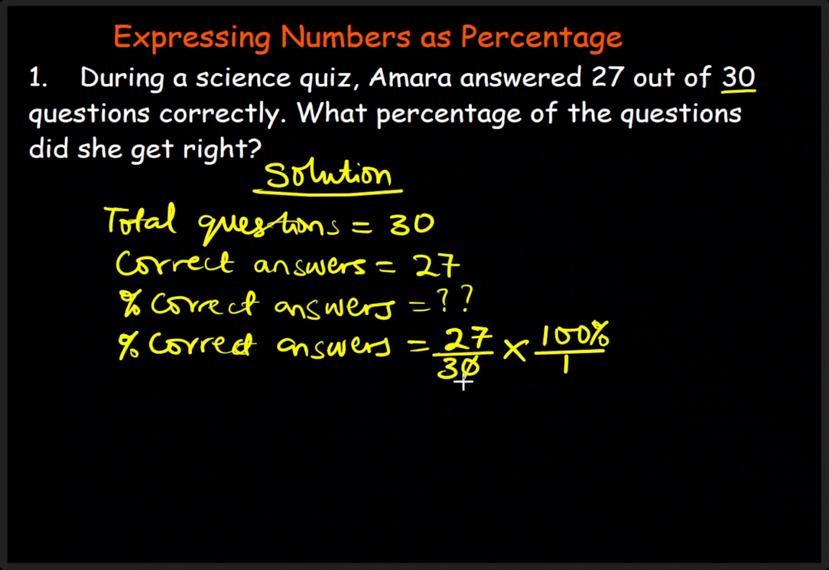So what do we have here? 0 cancels 0, 3 here is 1, and 3 here is 9. So what would that give us at the end? 9 times 10, which will give us 90%. So that's the percentage of correct answers, 90%.